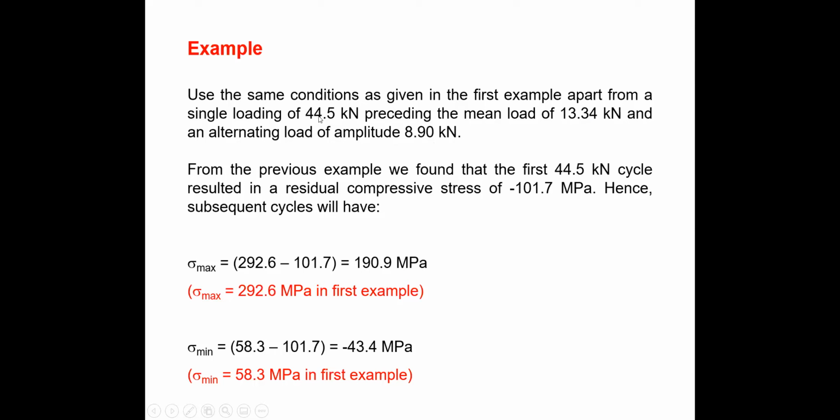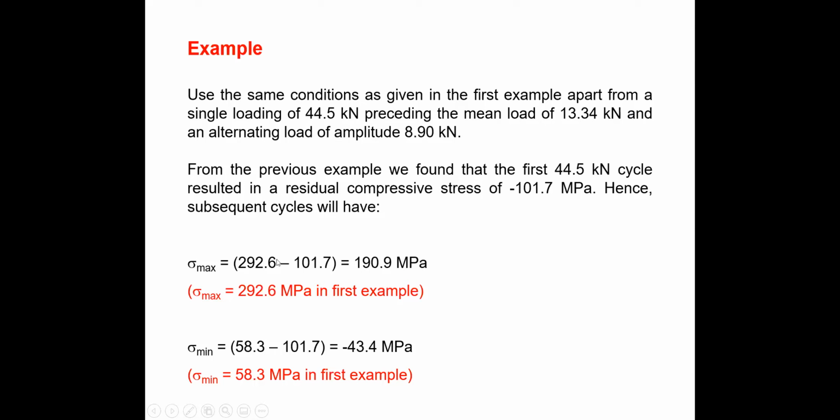So at the first cycle, mean load only applies 44.5 kilonewton. So we don't want to find out the second cycle stress, because we already find out, isn't it? The first part of this example, we already find out the maximum stress around the stress tracer with this mean load and alternative load. So we need to find out the maximum stress and minimum stress around the stress tracer area and local area with the first cycle, so with the mean load.